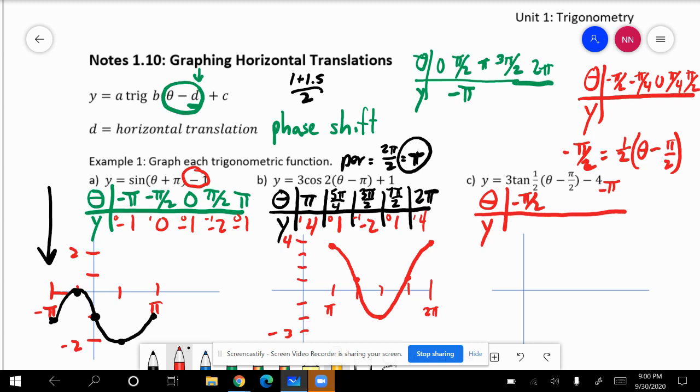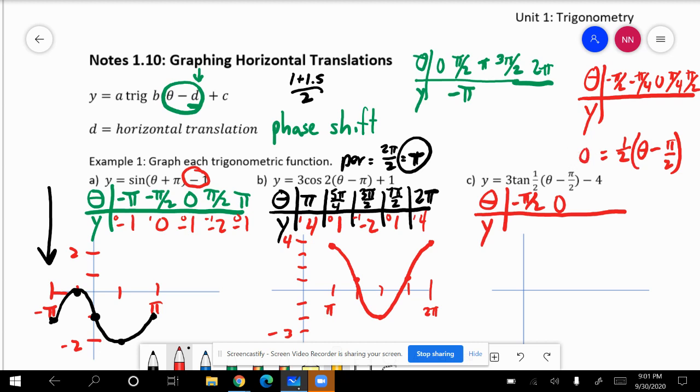Now for the next one, what we're going to do is plug in the negative pi fourths. We're going to times it by 2. That would be negative pi halves. Then we're going to add pi halves to get 0. For our next one, it is 0.